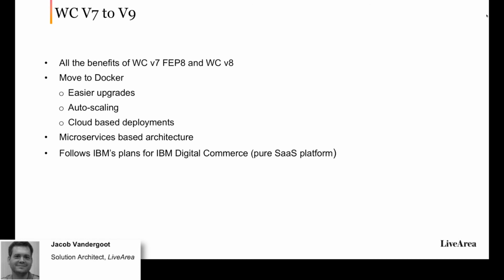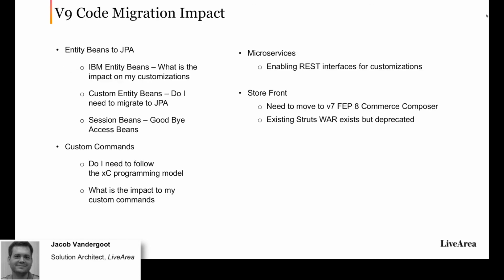So let's talk about the impact of migrating to version 9. And it's really, let's talk about code. If you're like me, I'm a technical developer, so I like to understand things from a code perspective. And the first thing, as Bob mentioned, is the upgrade to JPA. And what does that mean? So no longer are there entity beans. All WebSphere Commerce entity beans and access beans have been upgraded to JPA. So how does that impact your customizations?